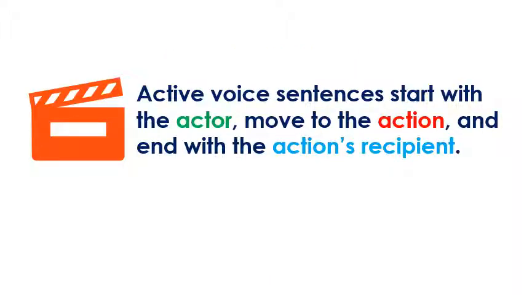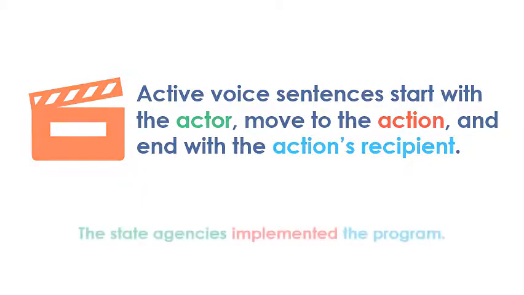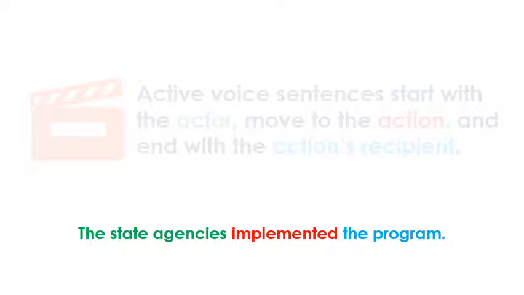If you use this cause-effect chronology in individual sentences, you will, by definition, be writing in the active voice, because active voice describes sentences that start with the actor, proceed to the action, and end with the recipient of the action. Consider, for instance, this example of an active voice sentence. It begins with the actor, the state agencies, it moves on to the action, implemented, and it concludes with the recipient of the action, the program.